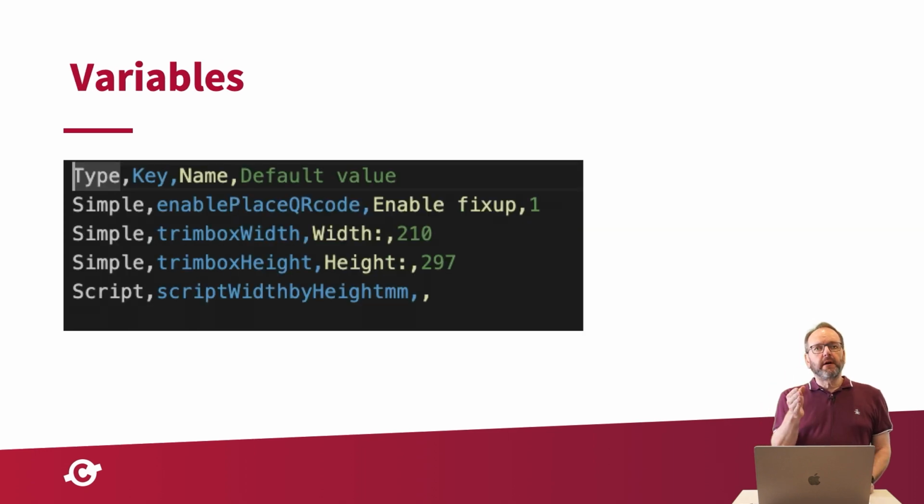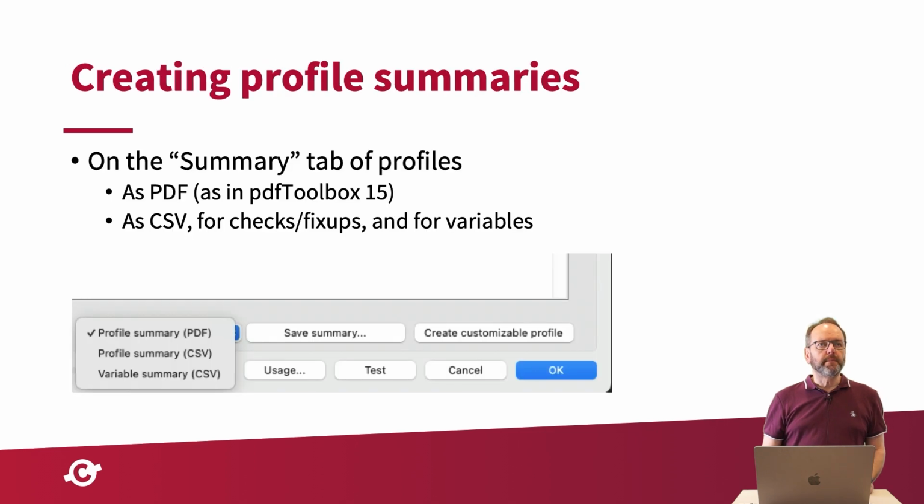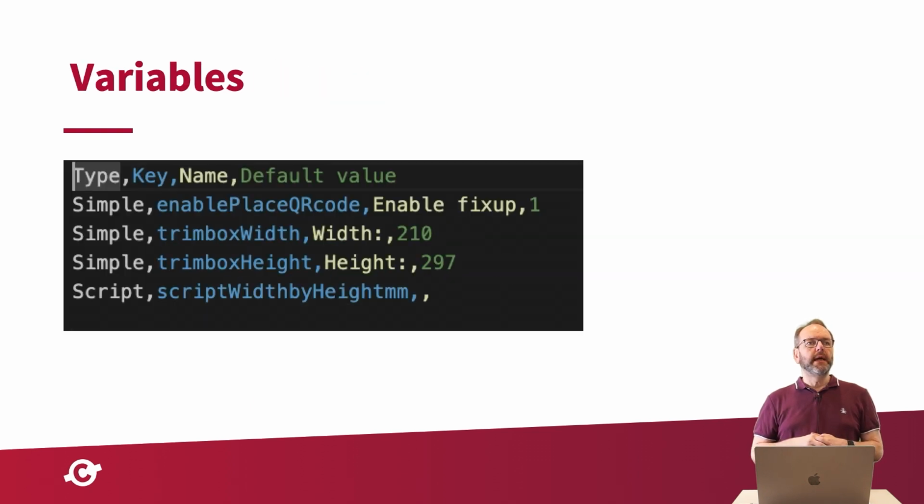But it doesn't stop there. I have a third option, and that third option, let me go back here, is the variable summary as a CSV. So the last one in that pop-up. And that gives me an overview of all the variables that are used in that profile.